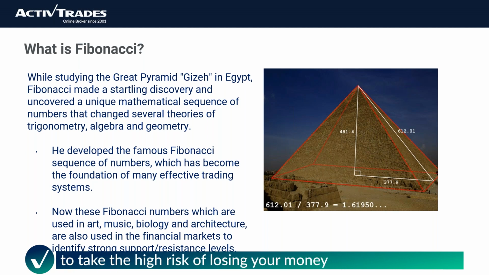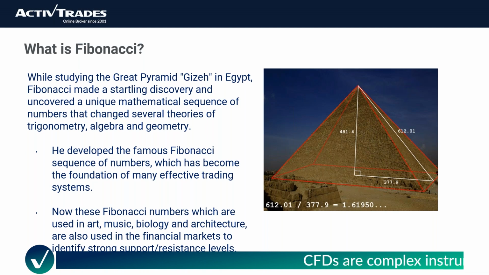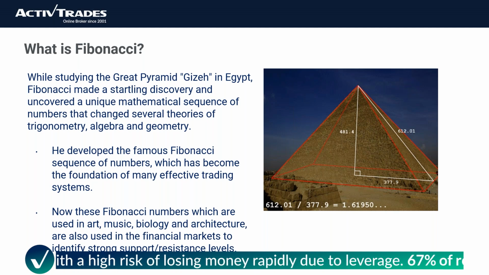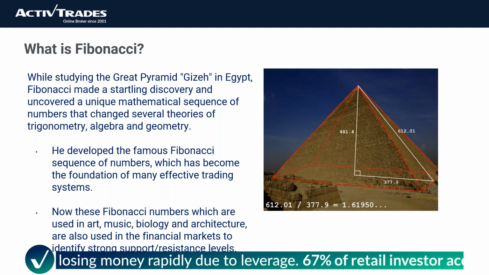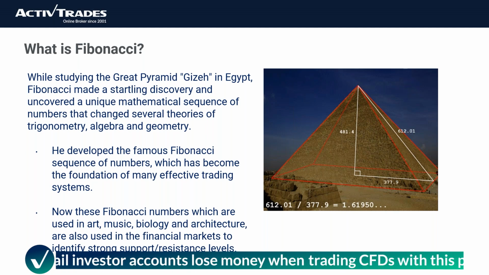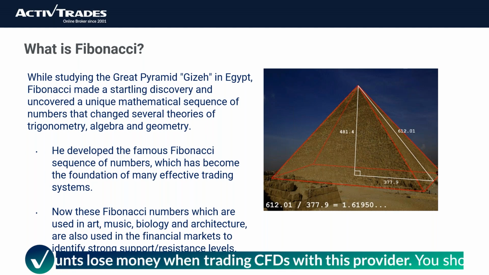And what we find, and you can do a little bit of brief research yourself, is that these Fibonacci numbers are prevalent in art, music, biology, architecture, and are also used in financial markets to identify some strong support and resistance levels, and also particular levels that may be of interest to traders. You don't need to do much research to realize that Fibonacci numbers, the sequence of his numbers, literally surround us in every aspect of our lives.